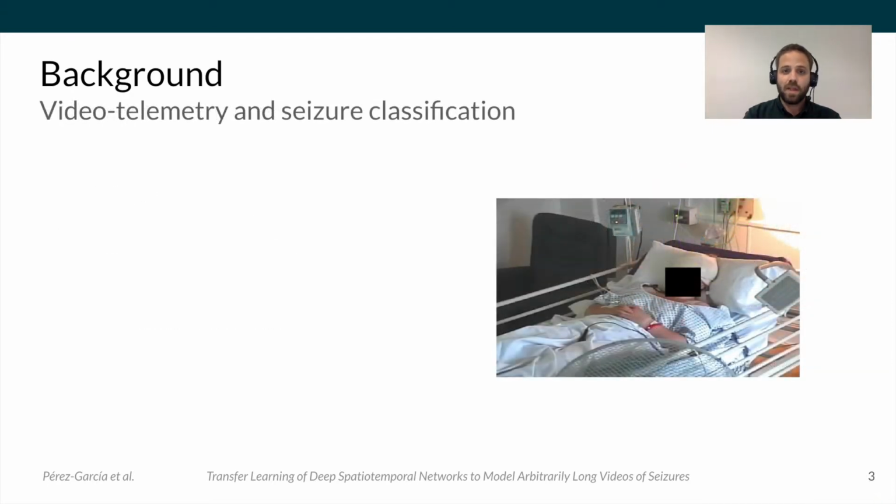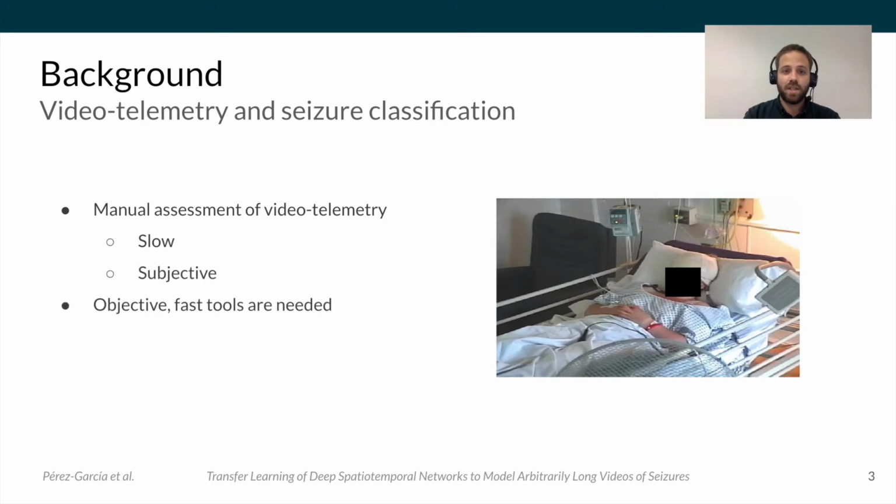But seizure videos can be very long, therefore manual classification is typically a very slow process and is also very subjective. That means we need automatic tools that are objective and fast.